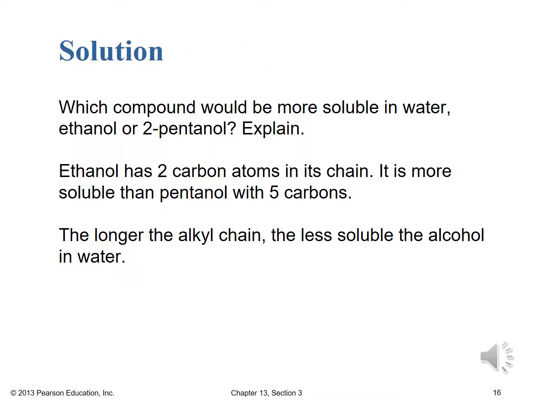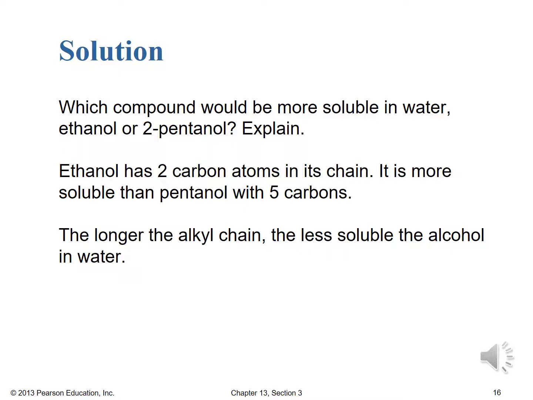Okay, and there we have it. Ethanol has 2 carbon atoms in its chain. It is more soluble than pentanol with 5 carbons. The longer the alkyl chain, the less soluble the alcohol is in water. And if you remember, once we hit 5 carbons in the alkyl chain, we essentially said those alcohols are insoluble in water. So it pays to be an alcohol so that you have any chance of hydrogen bonding with water, but it pays in particular to be a small alkyl chain alcohol because then you're much more likely to be able to hydrogen bond well with water.